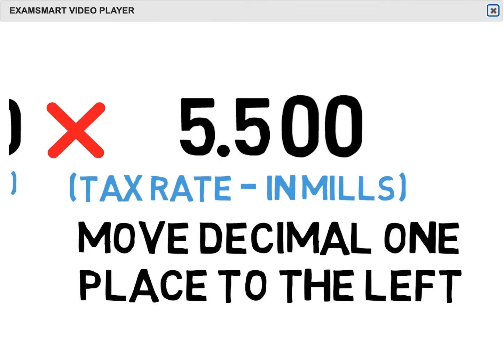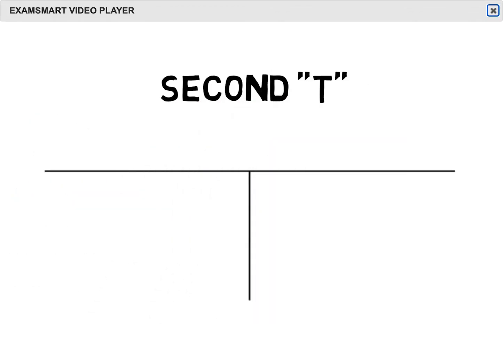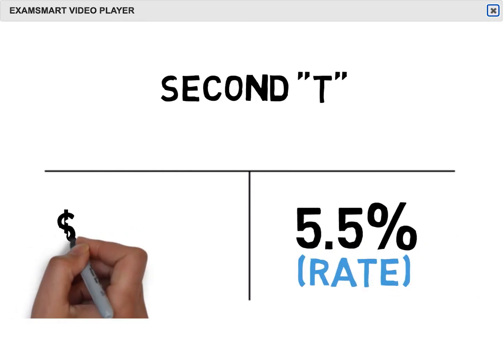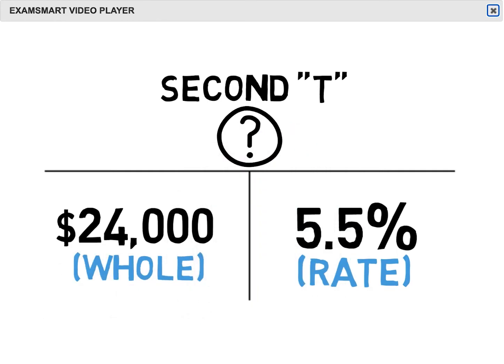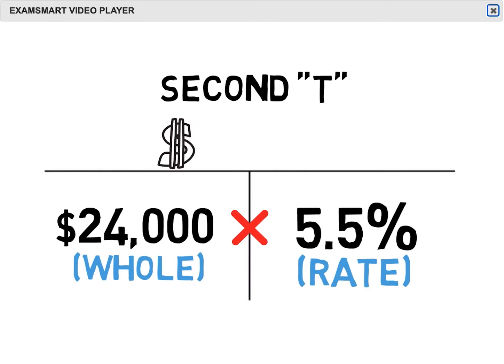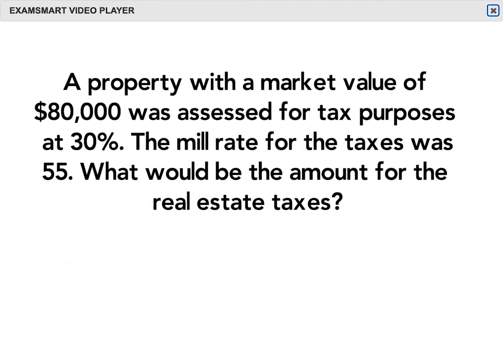We can then put this into our second T. 5.5% will go on the bottom right. The assessed value of $24,000 will be the larger number that goes in the bottom left. So our formula says to multiply straight across. So we will take $24,000 times 5.5%, and that would give us our part, or the taxes on this property, of $1,320, and that would be our answer.